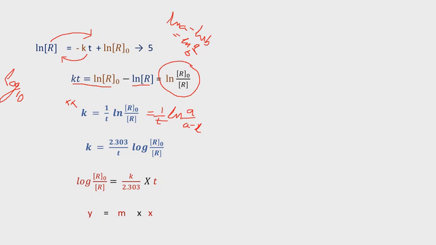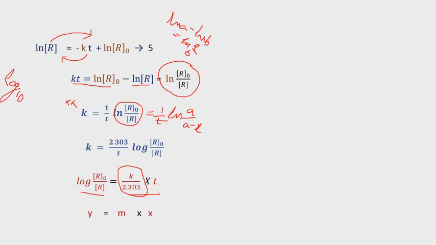Next, I am rearranging the formula. Then we will get one more formula: log r naught by r equal to k by 2.303 into t, y equal to mx plus c. Now look at the graph. This graph is very important. This is our slope, k by 2.303, for log r naught by r. But very important, if ln r naught by r is present, then what is our slope? Only k. K is the only slope.